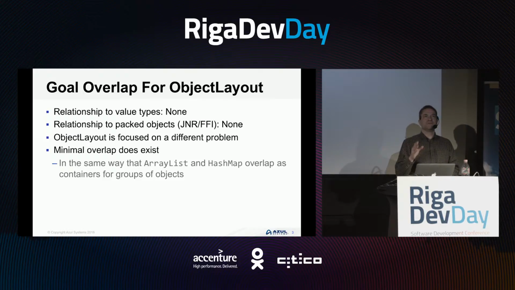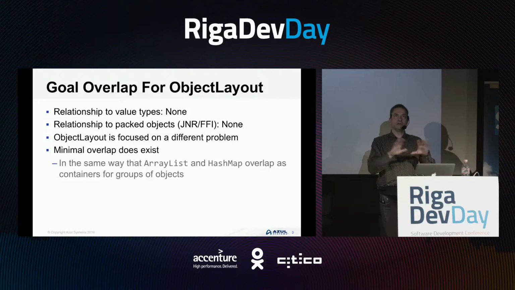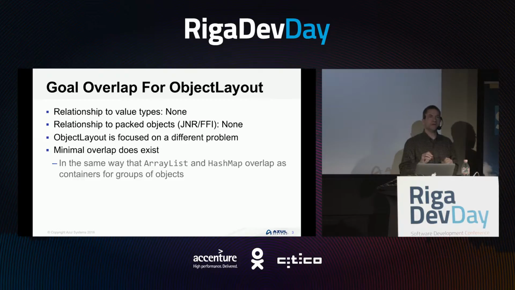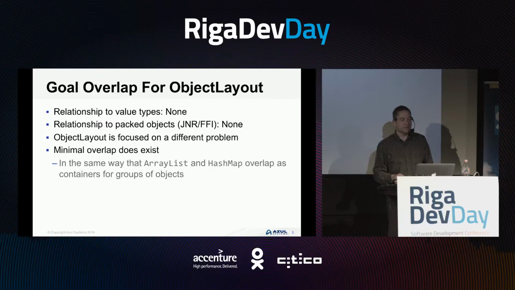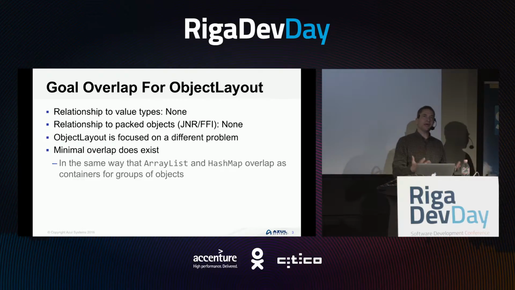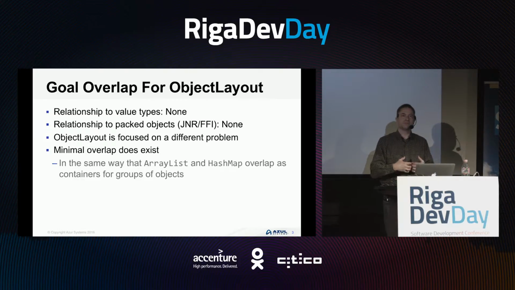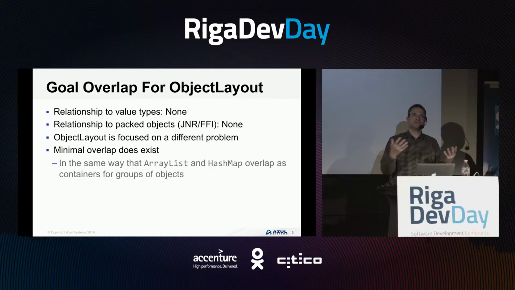Object layout is focused on a different problem. There is some overlap in terms of what they do. The goals are completely different, but in terms of what they actually do, there is a little bit of overlap. But you can think of that in the same way, as it says here, that you have two types of collections. So you've got an array list, you've got a hash map. They're both collections, but they do things in very different ways. So that's the kind of overlap that we're talking about here.